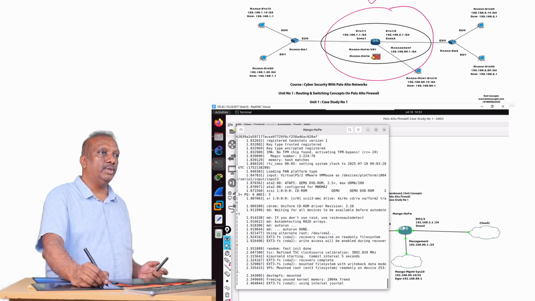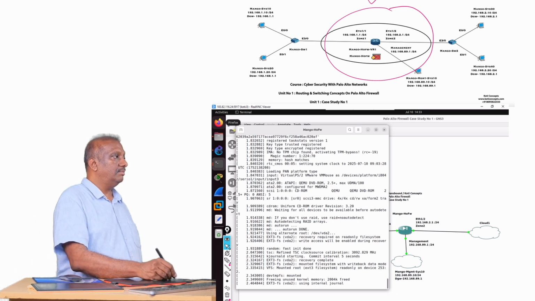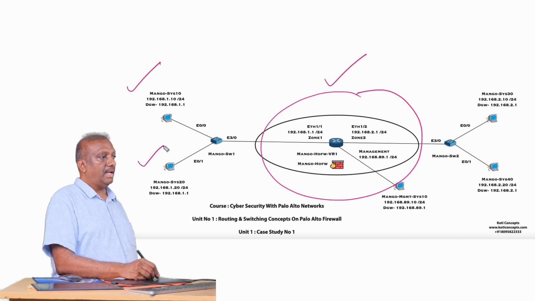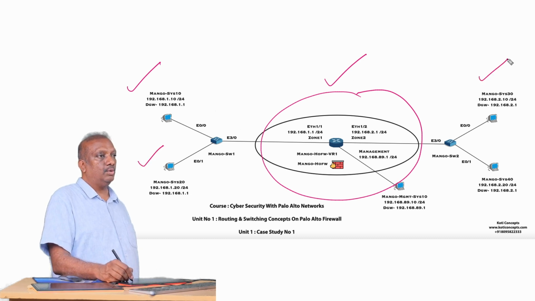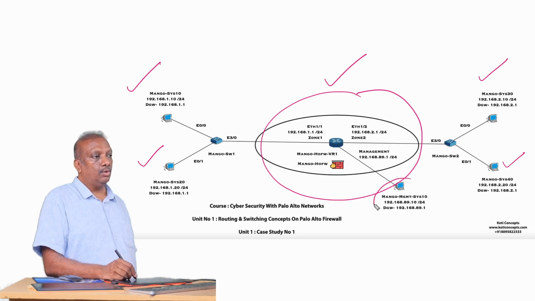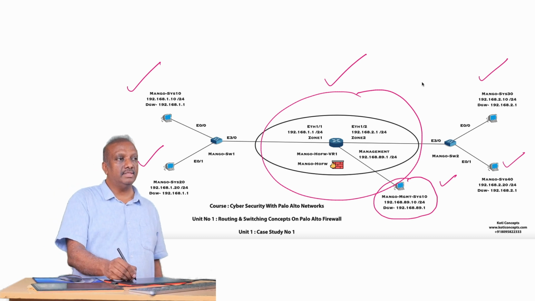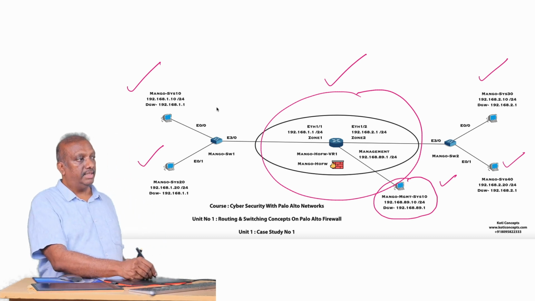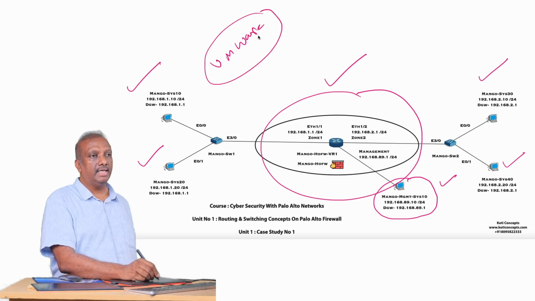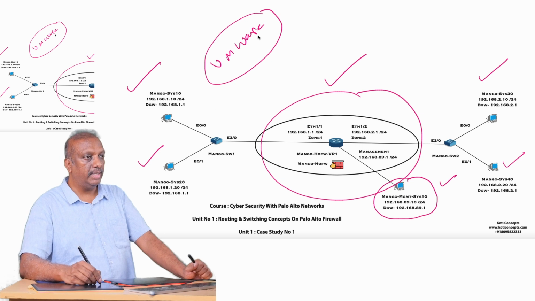While the firewall is booting here, let us also go and start the systems in the diagram. Mango Sys10, Mango Sys20, Mango Sys30, Mango Sys40, and also Mango Management System. Let us start all the systems. These systems are all running in VMware. So let us go to VMware. How do I go to VMware?